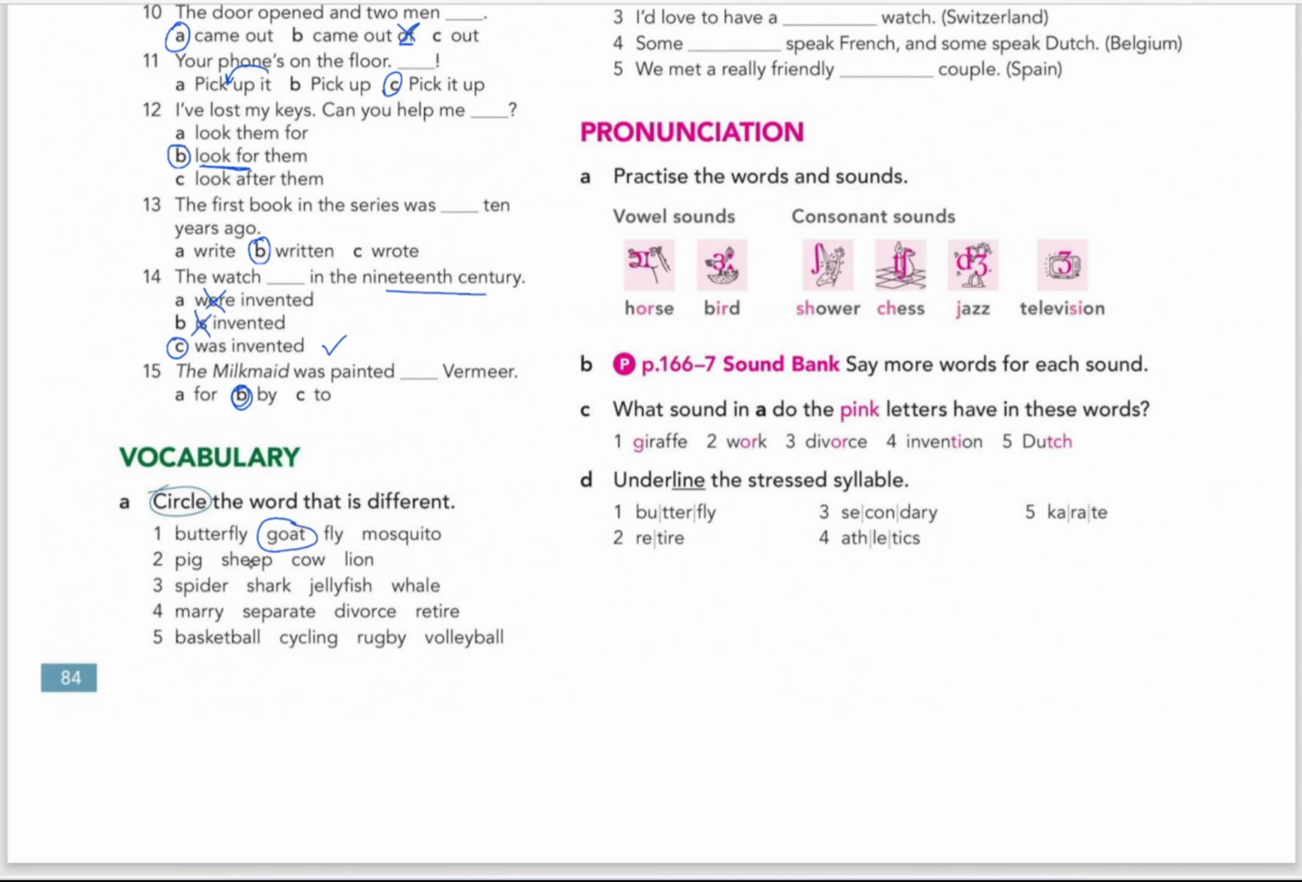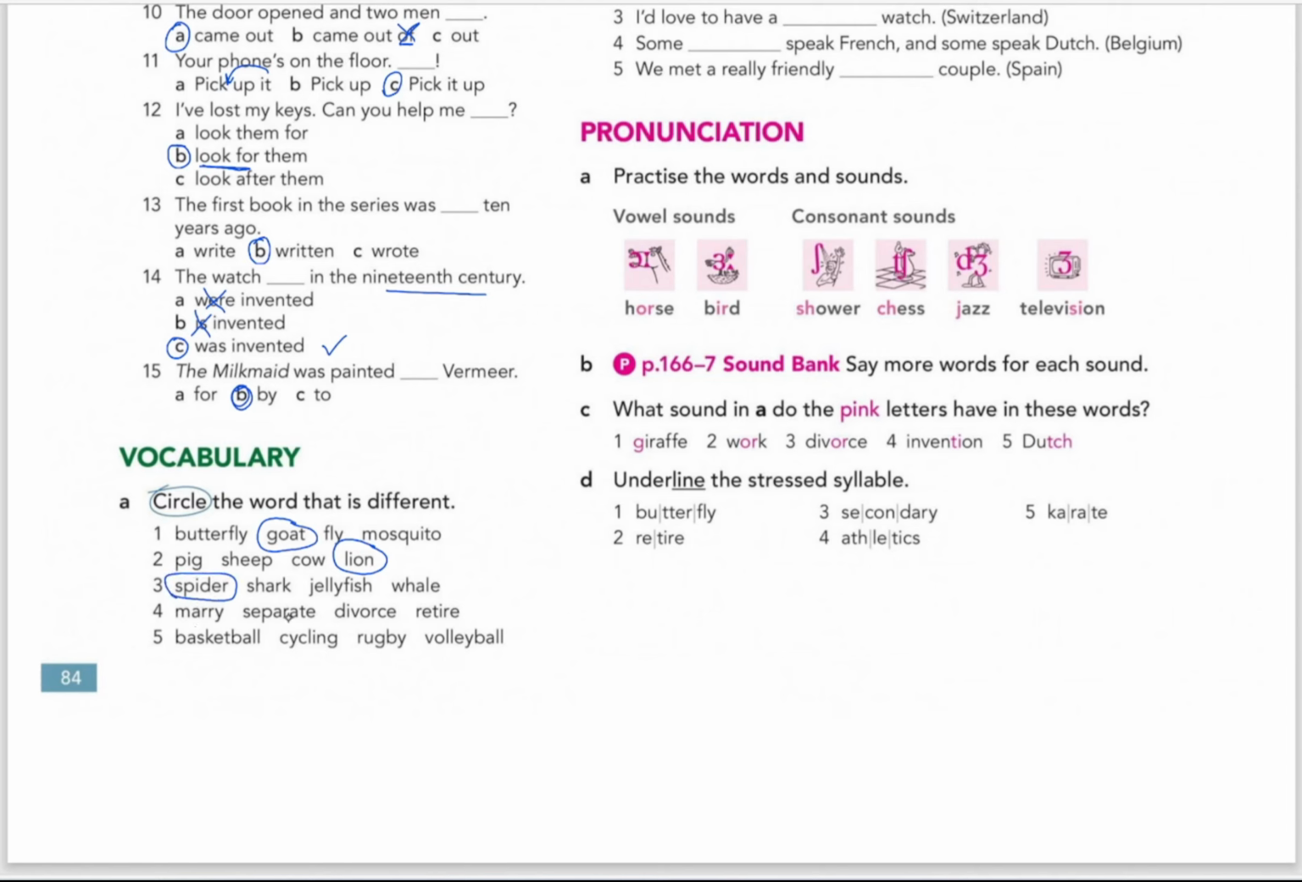Number 2, pig, sheep, cow, lion. So lion is a wild animal. Pig, sheep, and cow, they're domestic animals. That's why lion is circled. Number 3, spider, shark, jellyfish, whale. Well, shark, jellyfish, whale, they are sea creatures. So spider is an insect. So spider is different.